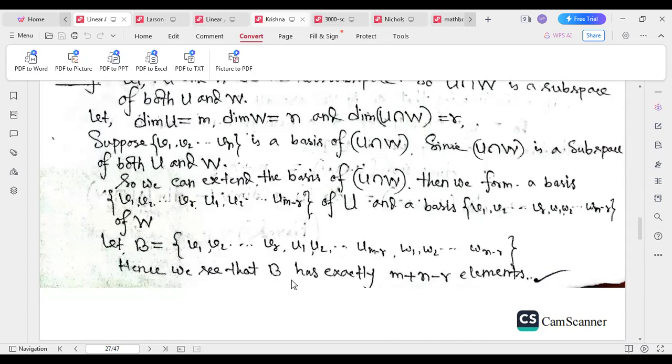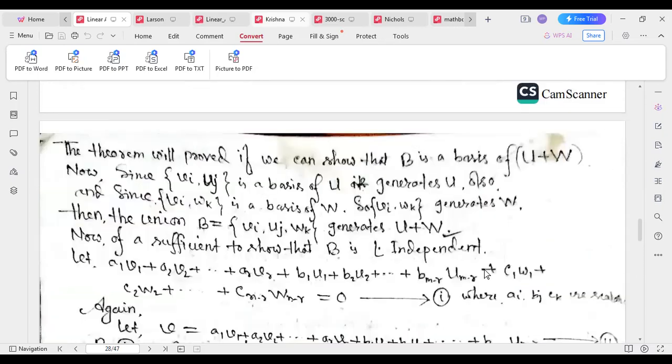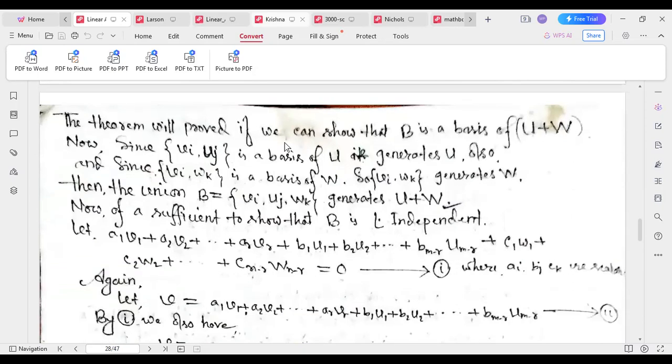So hence we see that B has exactly M plus N minus R elements. So the theorem will be proved if we can show that B is the basis of U plus W. Since the union of B_U and A is the basis of U, it generates U. Also, since B_W and A is a basis of W, it generates W. Then the union B, equal to B_U, A, W_k, generates U plus W.